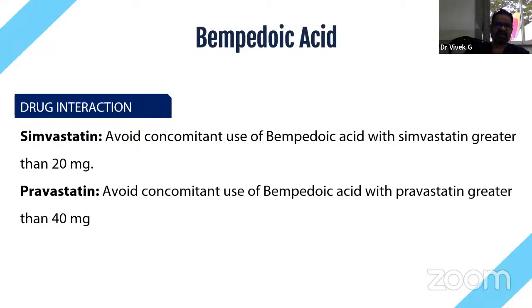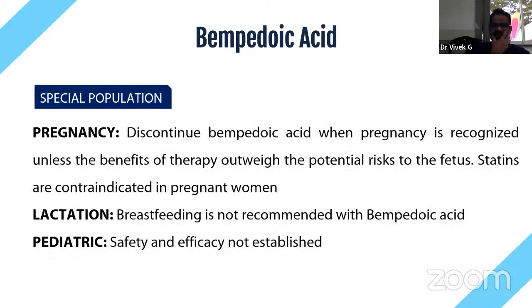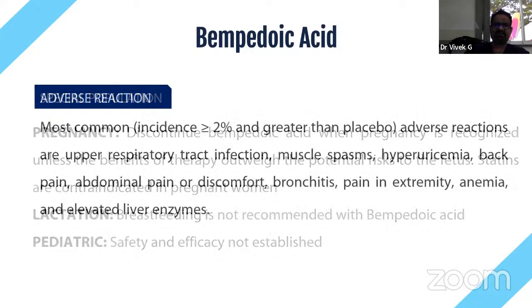So there are some interactions. You don't give it in patients who are on Simva and Prava. Simva and Prava is hardly used in India, so we don't have to worry too much about that. So they're actually safe in patients with rosuvastatin and atorvastatin usage. Obviously, in pregnancy, lactation, and pediatric, there are hardly any trials. You have to be very careful in this special subgroup population.